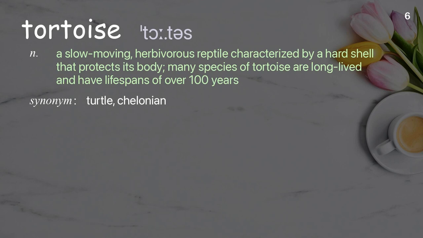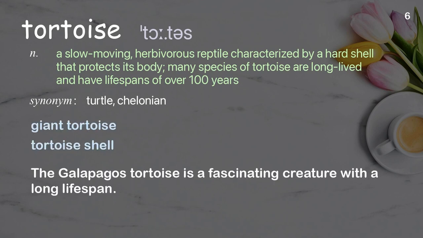Tortoise. A slow-moving, herbivorous reptile characterized by a hard shell that protects its body. Many species of tortoise are long-lived and have lifespans of over 100 years. Examples: Giant tortoise. Tortoise shell. The Galapagos tortoise is a fascinating creature with a long lifespan.